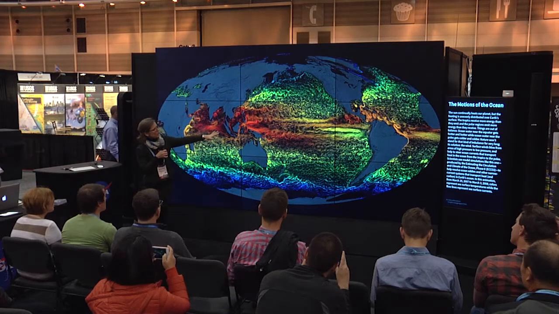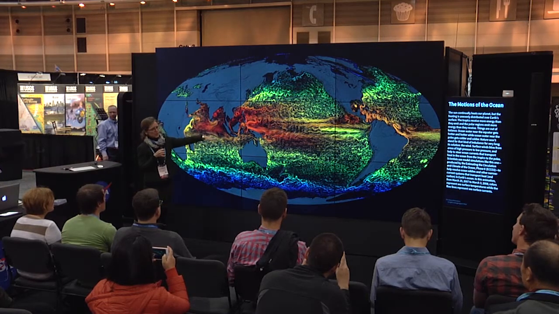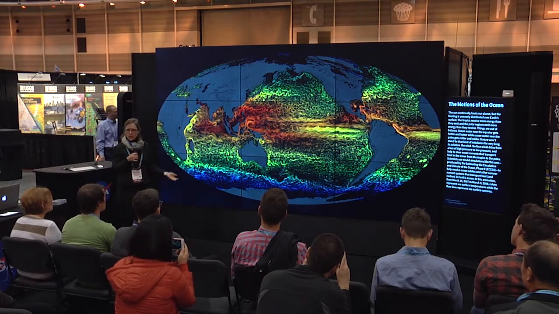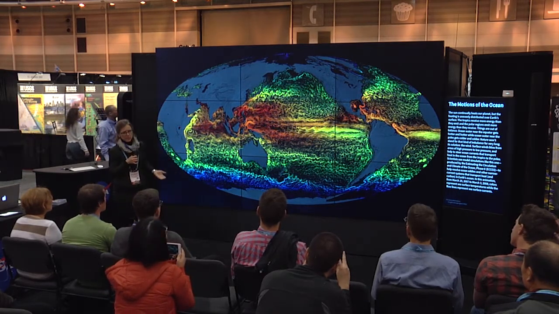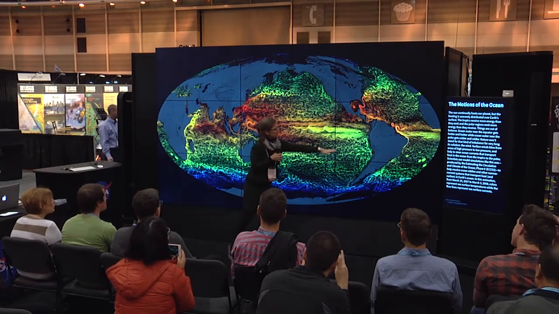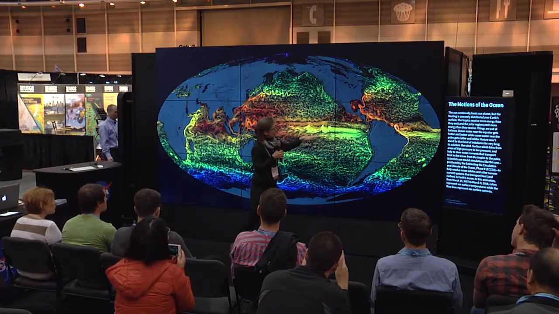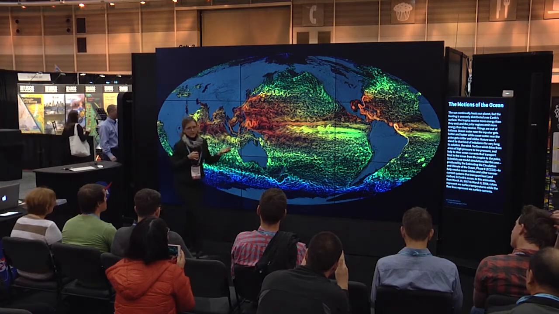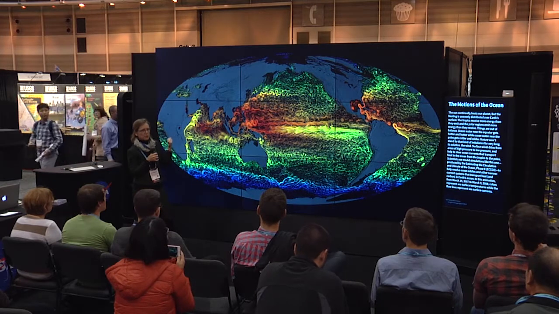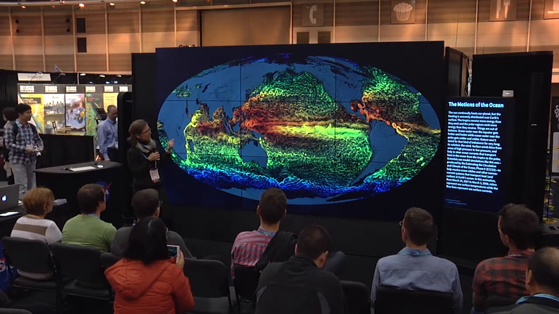So even though you can only see horizontal features on this visualization, what's happening is it's causing vertical motion that's bringing nutrients from depth up toward the surface in some of these features. So for example, where you have cooler water along the equator, that means upwelling has brought nutrients up to the surface, corresponding to the higher productivity you saw in the last visualization.